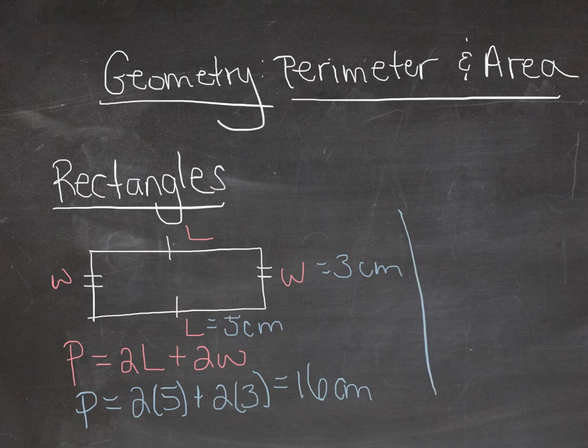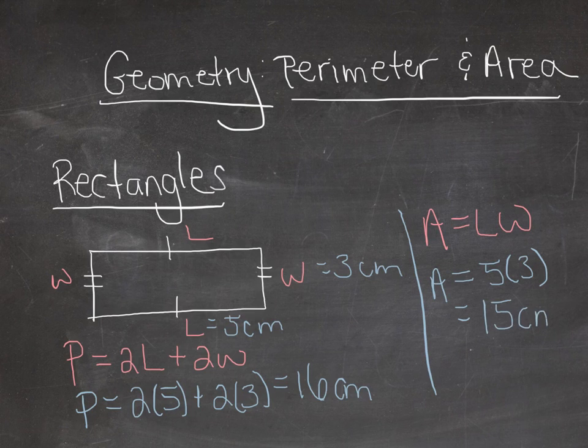Okay, and then to calculate the area of a rectangle, the area is length times width. So if I use the same measures that I have on the left-hand side, my area of that rectangle would be 5 times 3. So it will be 15 centimeters squared. So remember to put the squared on your units when you're talking about area.